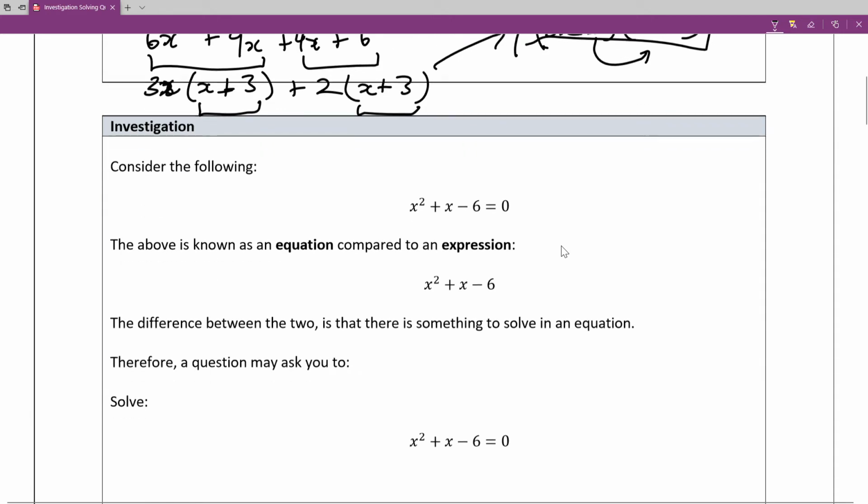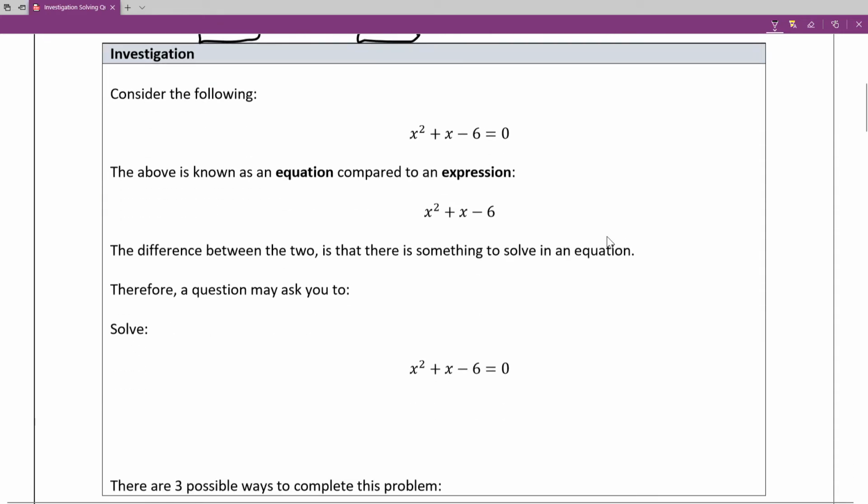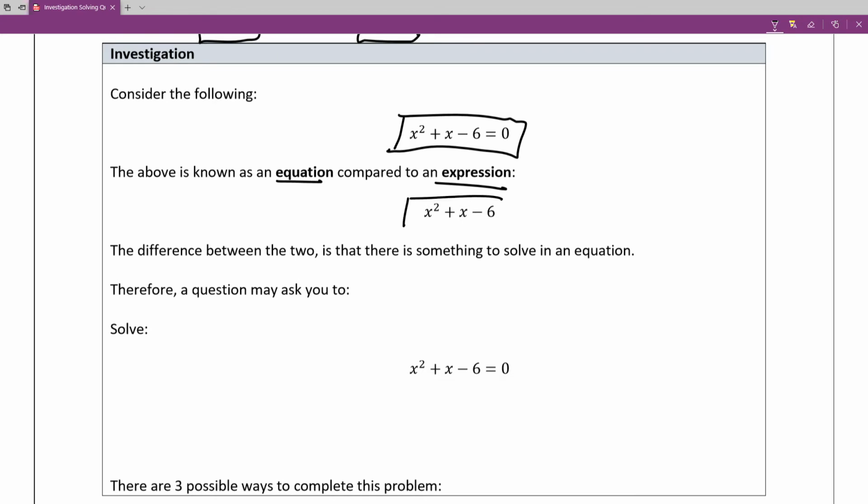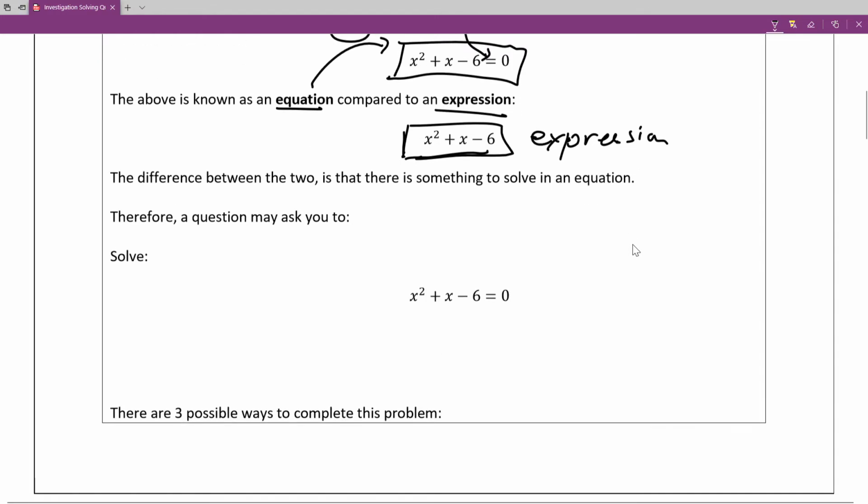Now we're going to go on to the investigation for solving quadratic equations. So consider this question: x squared plus x minus 6 equals 0. I just want to first give you the distinction between equation and expression. So this here is an expression. The reason why it's an expression is because it has terms, variables, numbers. Okay, it's different from an equation because an equation actually has an equal sign in it. Okay, so again, that's the distinction.